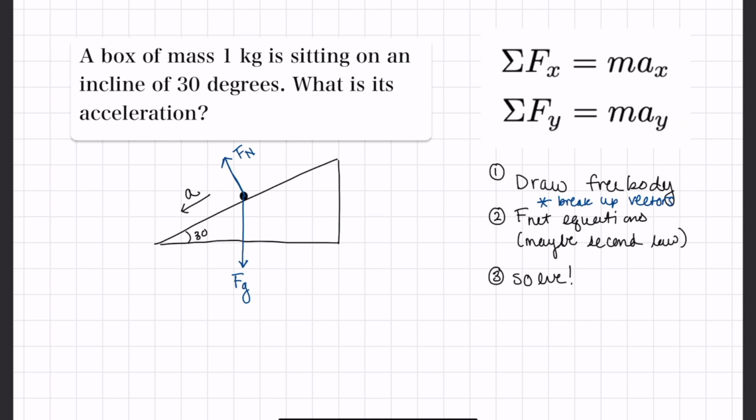So what we're going to want to do in order to use our force equations is break up the gravitational force into a perpendicular component to the incline, similar to how the normal force looks, and those two will balance each other out, as we'll see, and a parallel component. So the perpendicular is going to go like this. It's not drawn to scale.